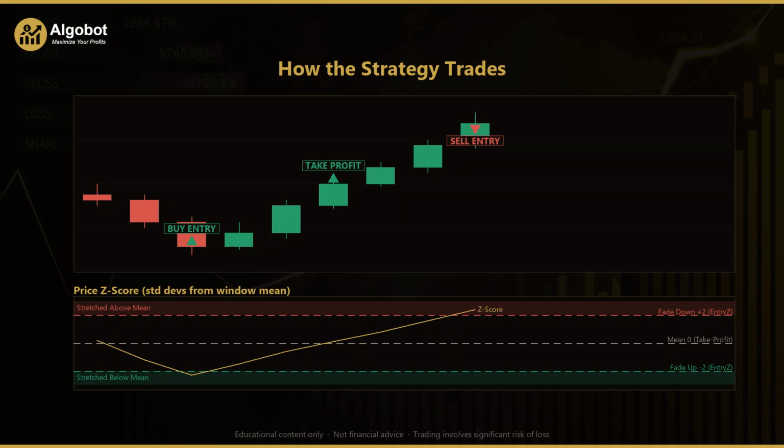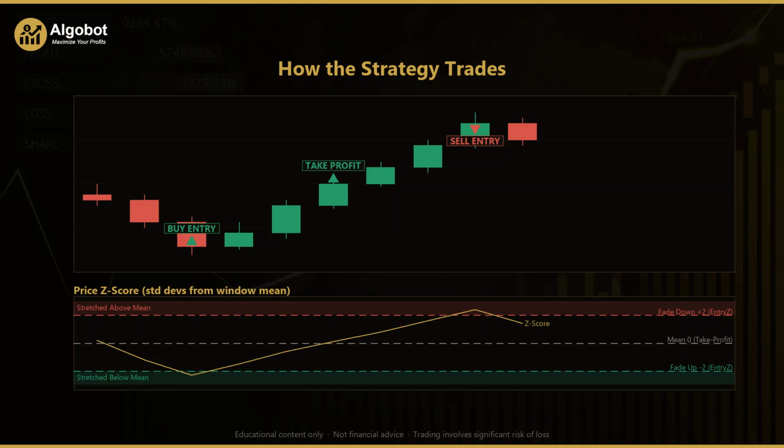The take profit for this long is the window mean itself, not some arbitrary distance, but the very average the price stretched away from. As price returns to that average, you see the take profit marker complete the trade. Notice we never needed price to reverse into a whole new trend. We only needed it to travel from an extreme back to normal.